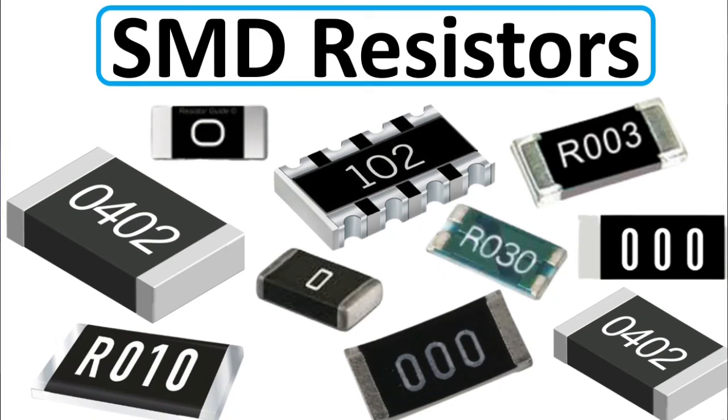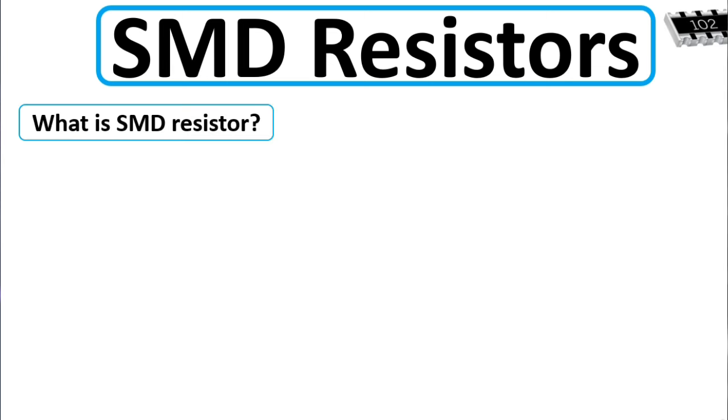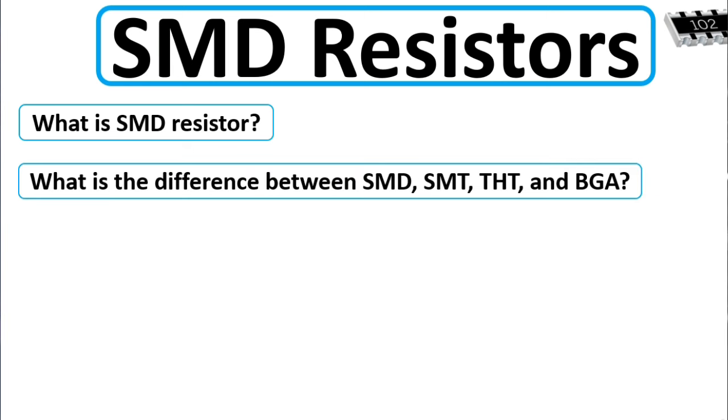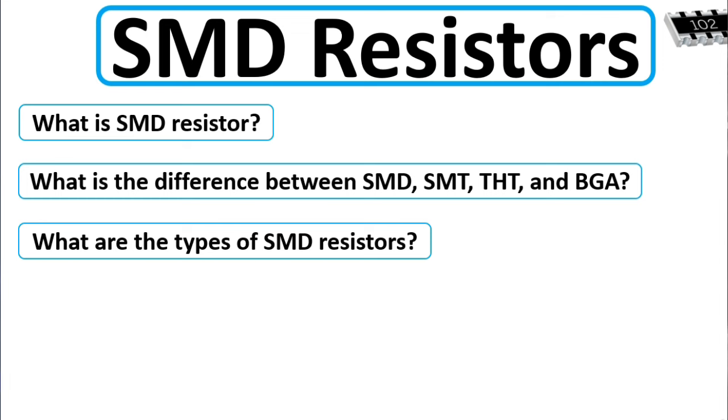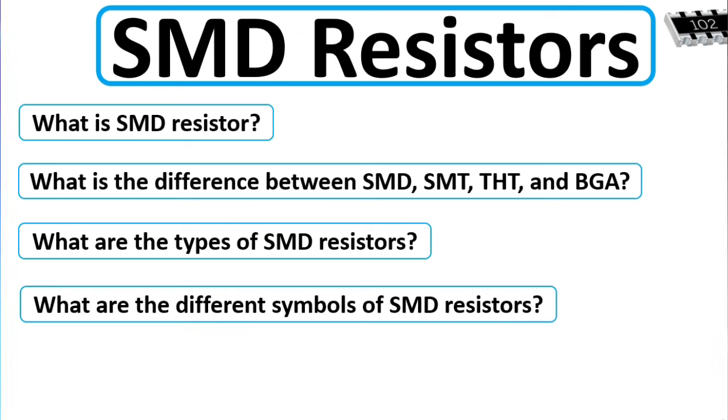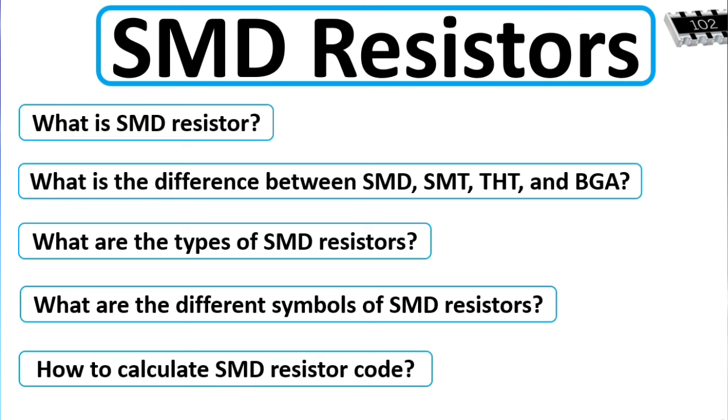I'm gonna teach you how to test all types of SMD resistors using the multimeter. But first, let's answer some questions. What is SMD resistor? What is the difference between SMD, SMT, THT, and BGA? What are the types of SMD resistors? What are the different symbols of SMD resistors? How to calculate SMD resistor codes?